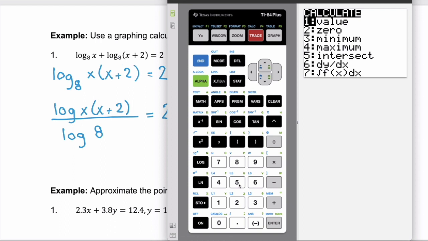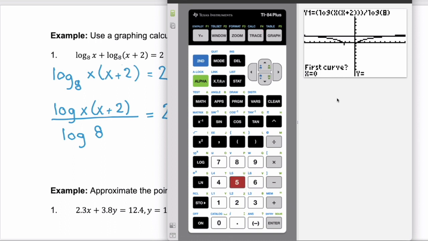So we're going to hit 5, and it wants to know, is this our first curve? We need to make sure we're on our first curve. Check the equation up top, make sure that it is correct. It is, so we hit enter. Is this our second curve? It equals 2. It is. Do we want to guess?